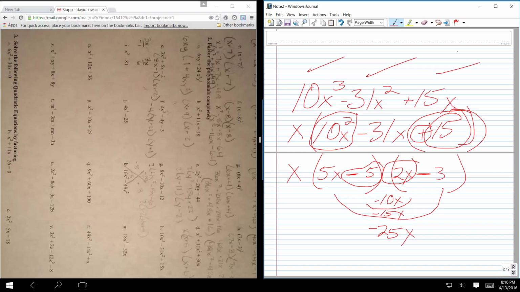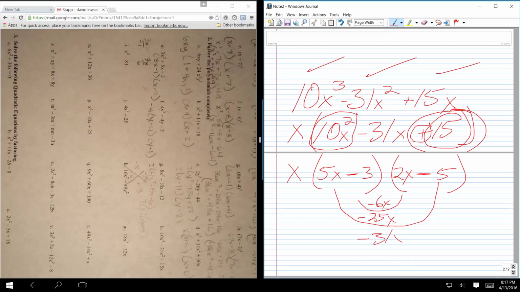So there's a couple of other choices. We don't know. The choice might be 15 and 1. But that's not what we're going to try. We're going to try 3 and 5. In other words, we're just going to move the 3 to there and try 5 there. Now let's see if that produces our middle term. What's that? So negative 6x. And then negative 25x. And you get negative 31x, which is what you want. That's the answer, which means that is the correct factoring.